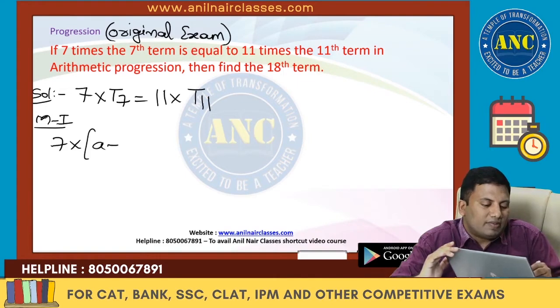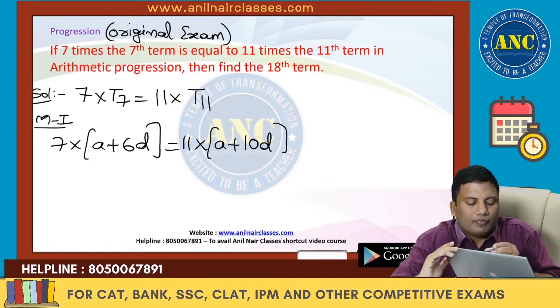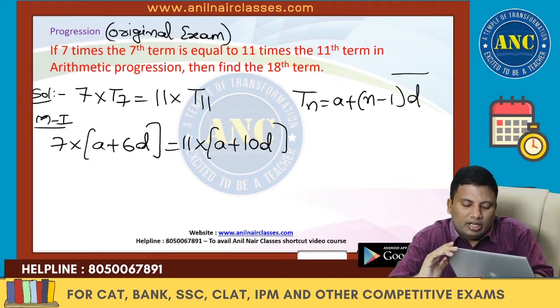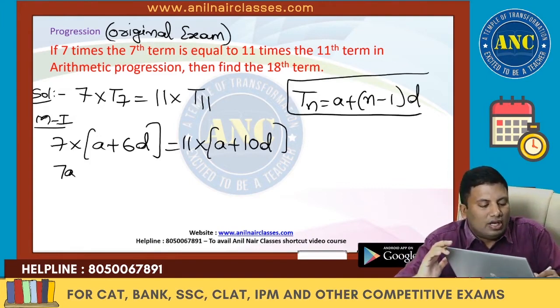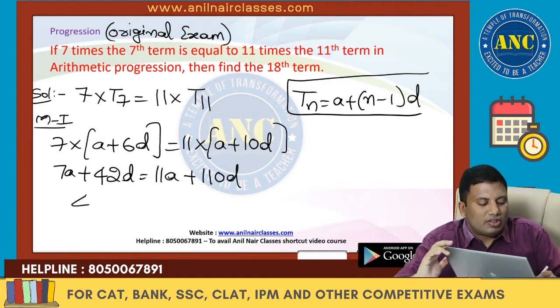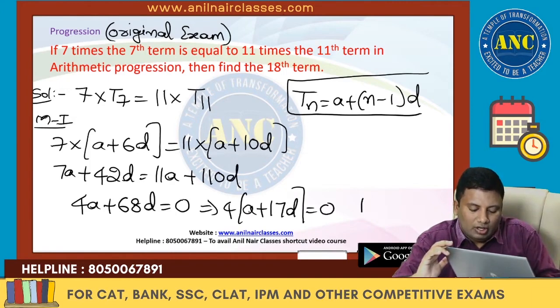7 times the 7th term is 7 into a plus 6d. 11 into the 11th term is nothing but 11 into a plus 10d. Why? Because Tn is nothing but a plus n minus 1 into d. So, 7a plus 42d is nothing but 11a plus 110d, which gives 4a plus 68d is nothing but 0. So, 4 into a plus 17d is nothing but 0.